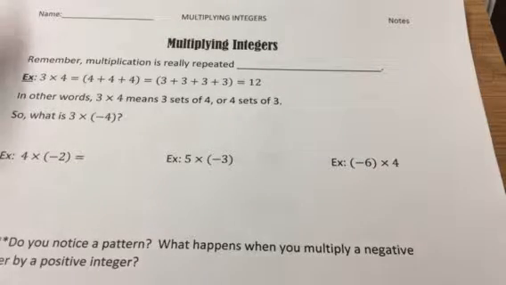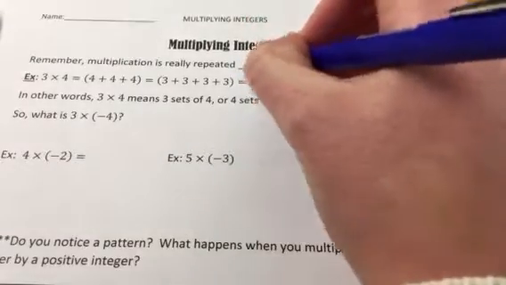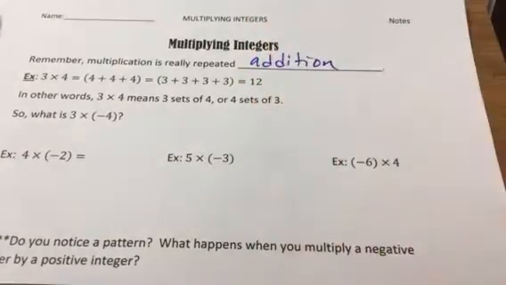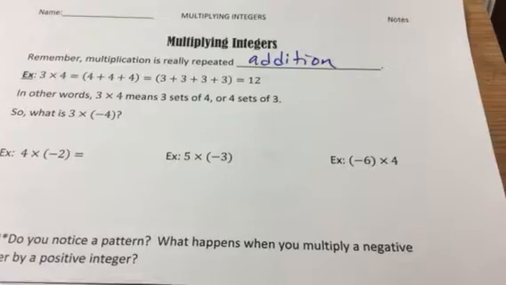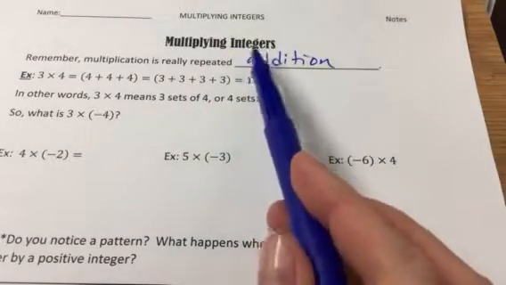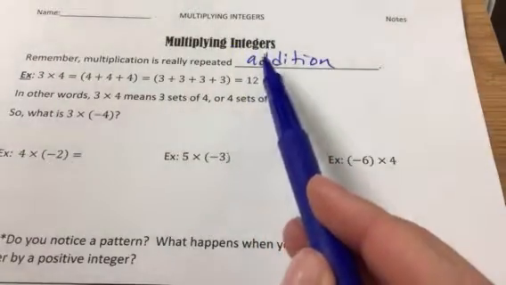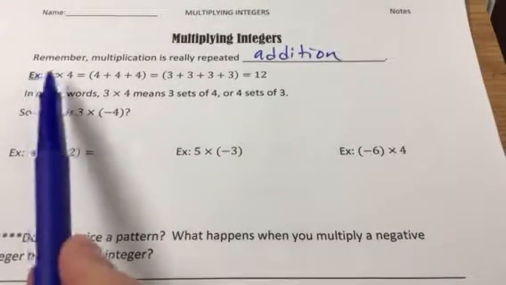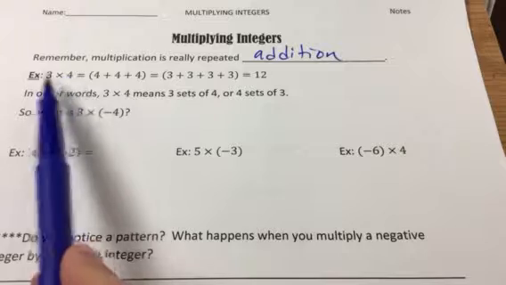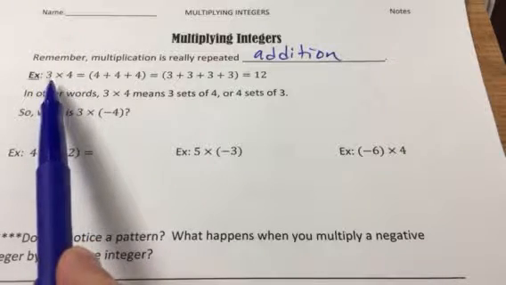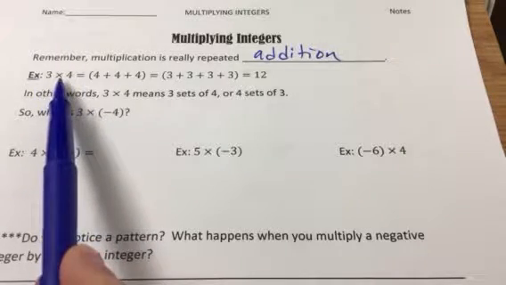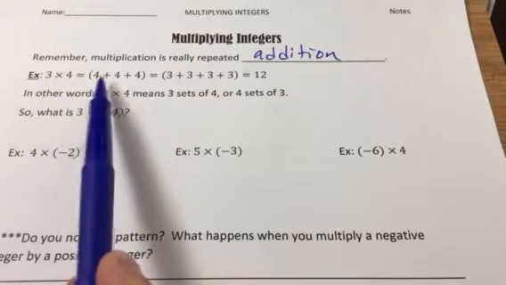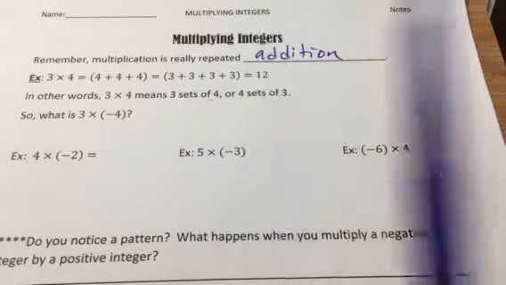So remember, multiplication is really repeated addition. And we learned how to add integers. So now that we're multiplying integers, we can use our knowledge of adding them to be able to solve these. So for instance, if I have 3 times 4, well, that means I have 3 sets of 4. Or if we flip those around using the commutative property, it means that I have 4 sets of 3. So either way, I can solve using repeated addition and I get 12.